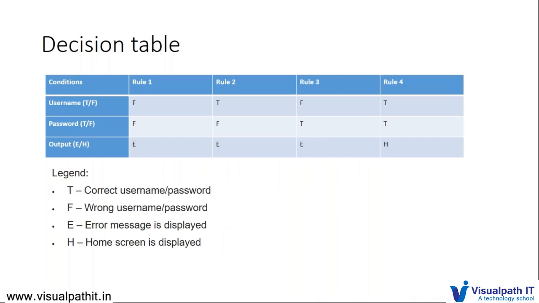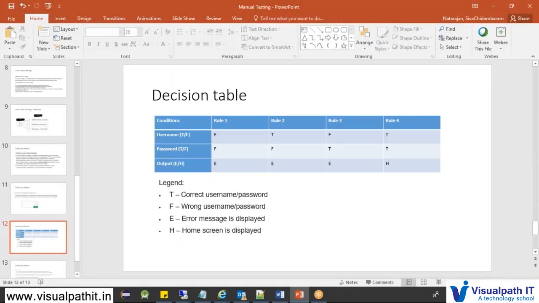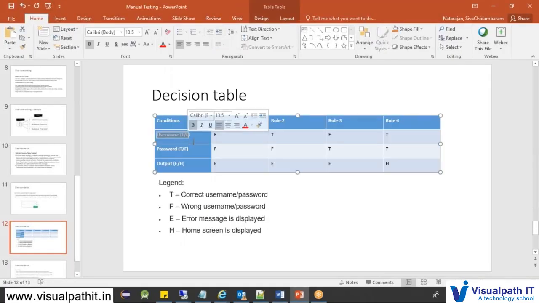So what we are representing here, I'll go to the without slide so that I can show you. So what is the input here? Username. So username is true or false. So what is true or false? It is a correct username. It should be true. If it is a wrong username, it should be false.